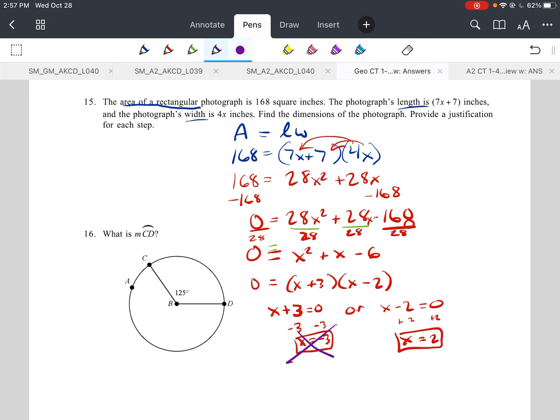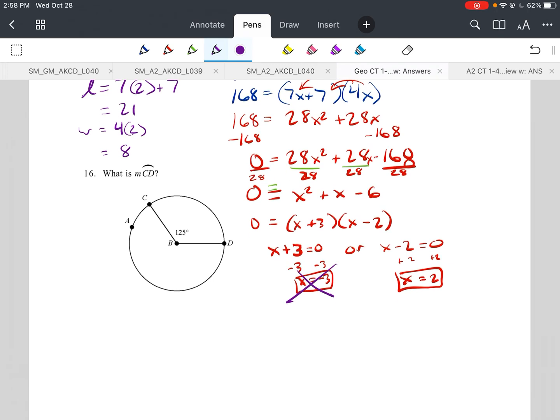The last bit is to find L and W. So let's write L equals 7x plus 7. So 7 times 2 plus 7, that's 14, and 7 is 21. The width is 4 times x, so x is 2, and so that is 8. So my length is 21, my width is 8. Okay, so it's a long way to go, but pretty easy and doable if you're just patient with it.